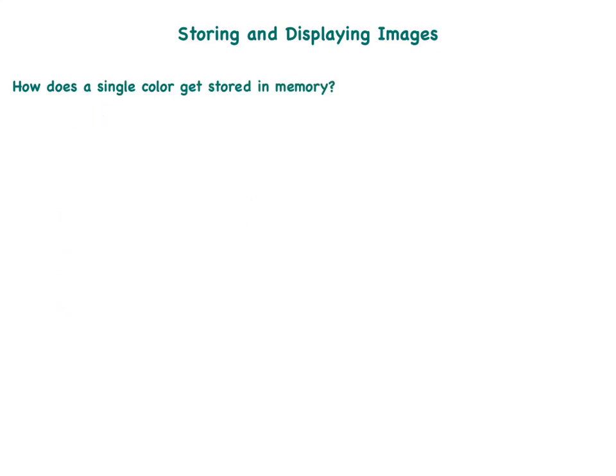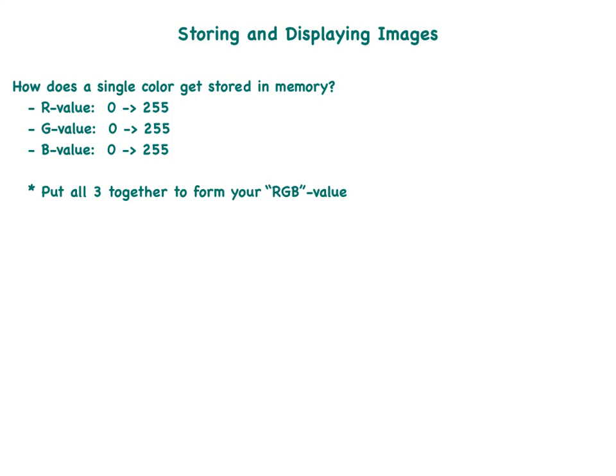Next, how does a single color get stored in memory? Well, just as it takes three lights to produce a single color, each color in memory will have three values. An R value, which is short for red value, G value, which is short for green value, and B value, which is short for blue value. All three of these numbers can be any number between 0 and 255 inclusive. Put all three of these values together and you form your RGB value.